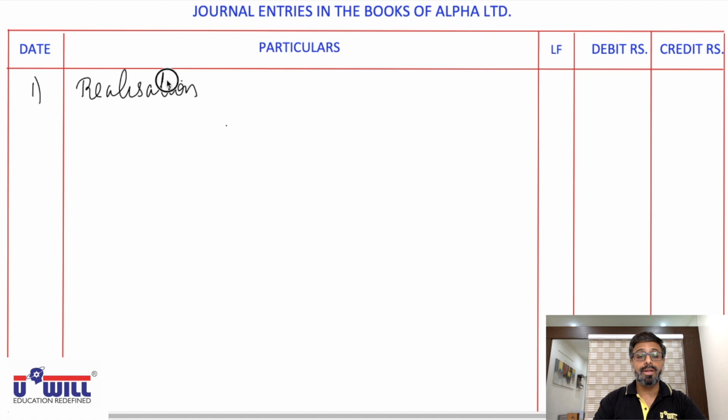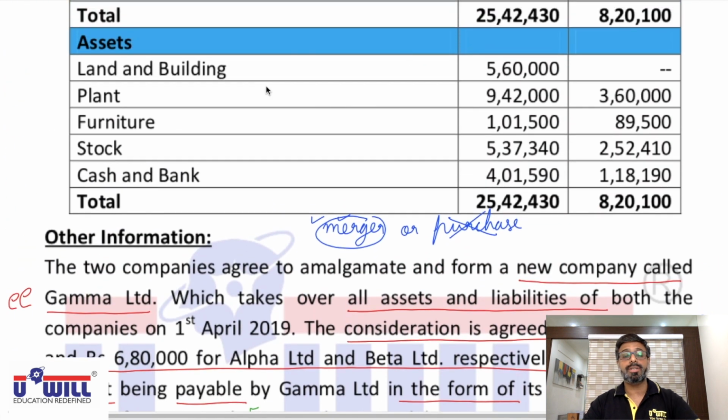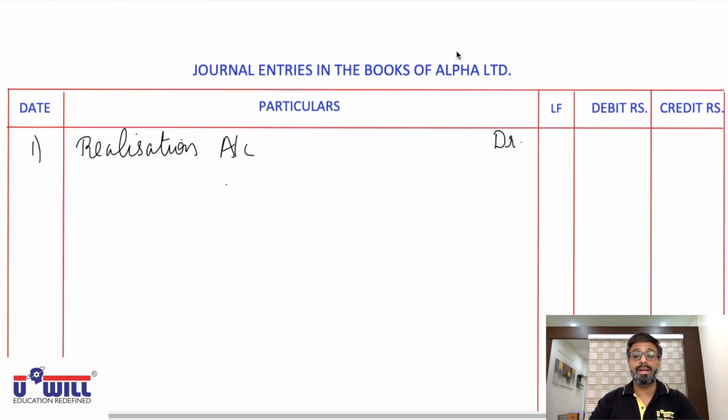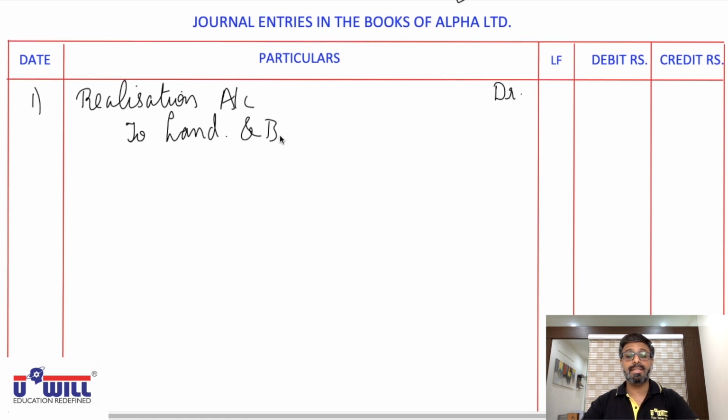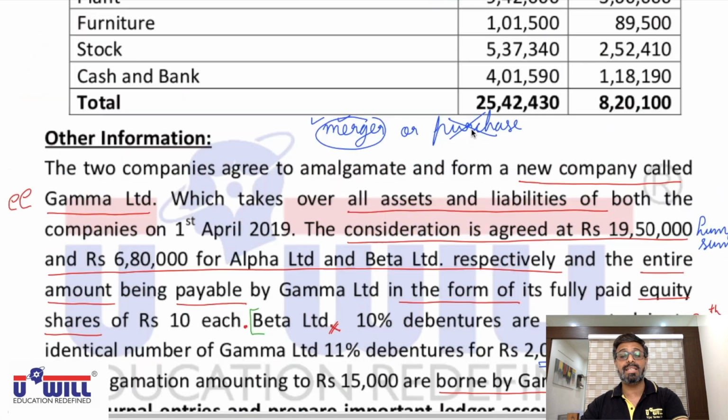So all of you write down realization account debit. Now to assets account means we have to take the assets from the balance sheet. So to land and building account 5,60,000. Okay, Alpha Limited only right now. To assets account means from the balance sheet you'll take the values. To land and building account 5,60,000. All first 6 entries will come at book value, and we studied that in first entry all assets are transferred to realization account whether taken over or not. So all assets will be included.